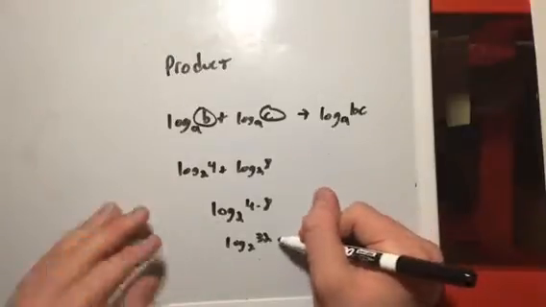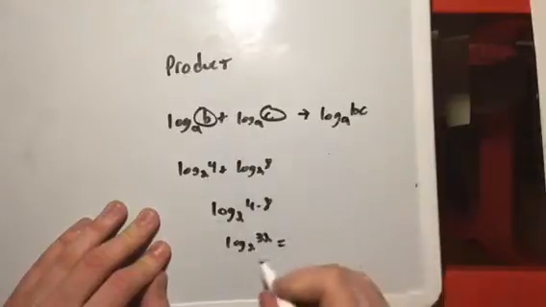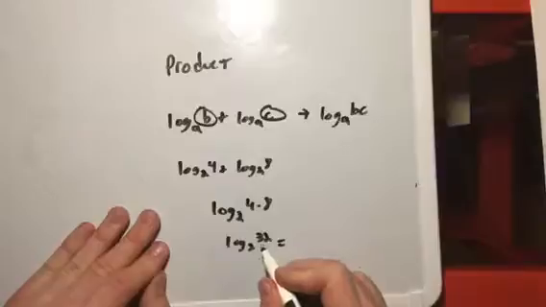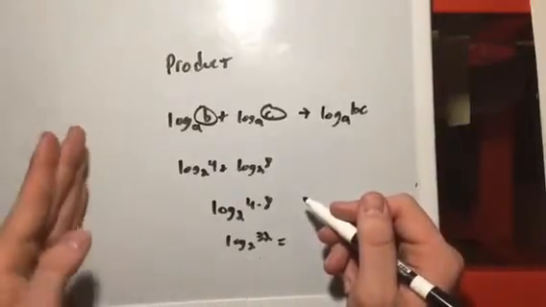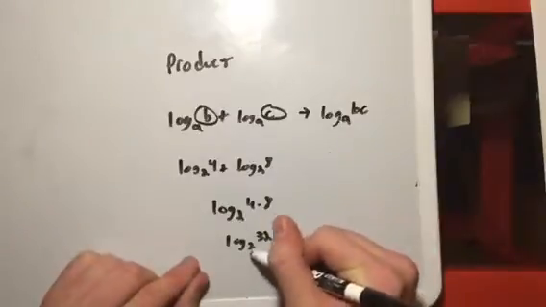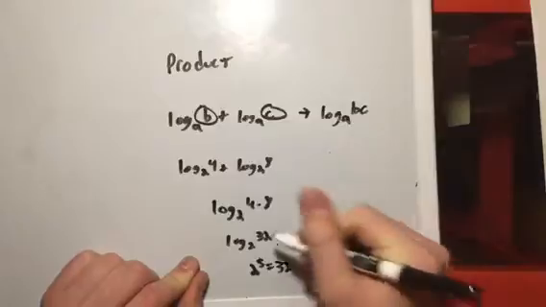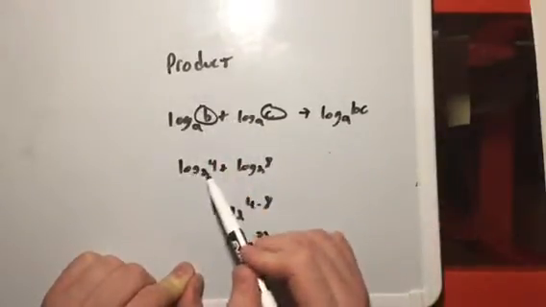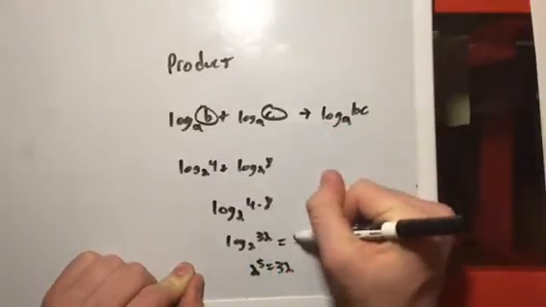So going back to the original logarithm, we would see our answer would be: 2 to the what power equals 32? So 2 to the fifth equals 32. So the answer for this entire thing, log base 2 of 4 plus log base 2 of 8, would be 5.